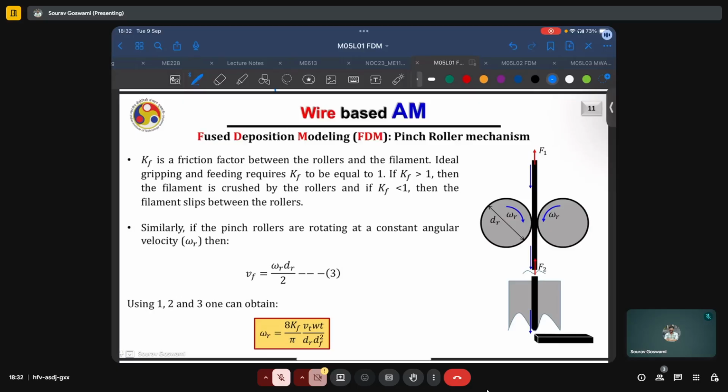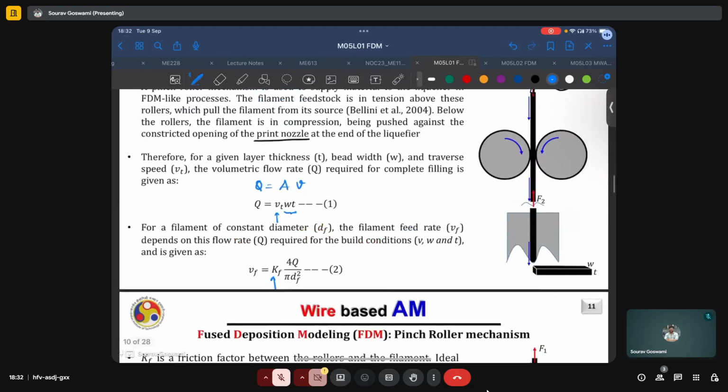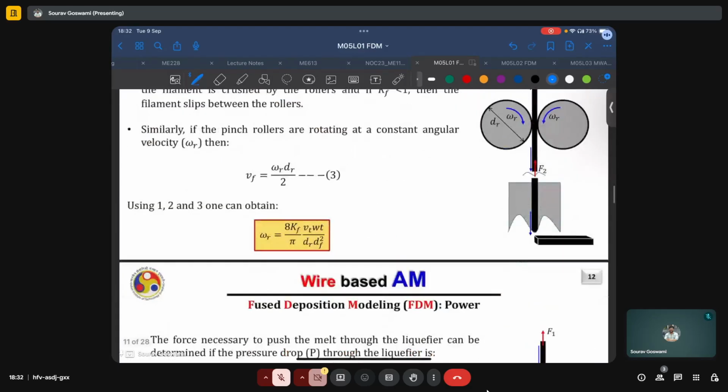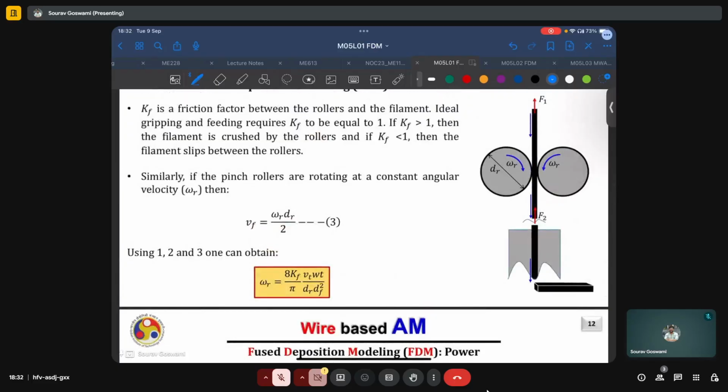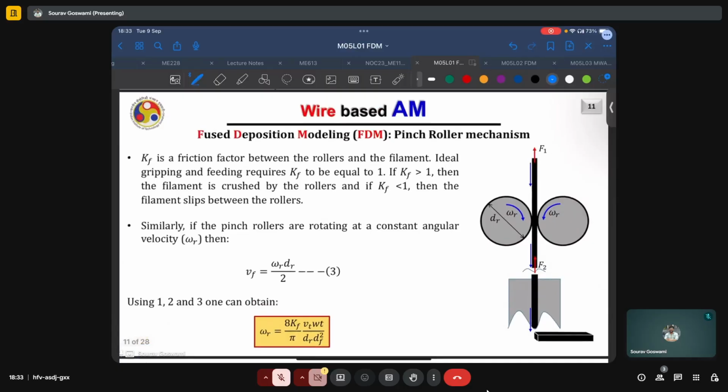Again, if the pinch rollers are rotating at some constant angular velocity given by omega r, it can be related with Vf, which is the filament feed rate, as Vf equals omega r dr by 2. And this allows us to obtain an expression for the angular velocity of the rollers, omega r, in terms of this friction factor, the transverse velocity of deposition, the width of the bead, the thickness of the layer, the diameter of the roller, and the diameter of the filament. Given all the other quantities, we can determine any one of them.